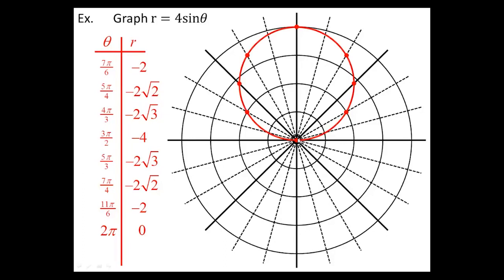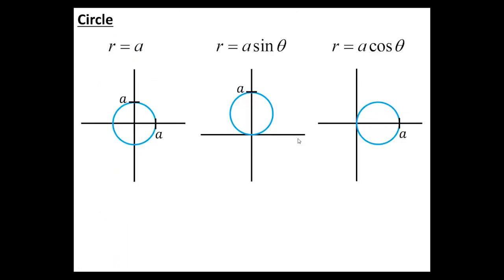So now that I know that 4 sine theta is a perfect circle, I can kind of generalize this type of format into saying that anytime it's r equals a sine theta, or for that matter a cosine theta, it's going to be a circle. If it's sine, it's going to be a circle on the y-axis. If it's cosine, it's going to be a circle on the x-axis. And it's going to be a distance of a along those axes.